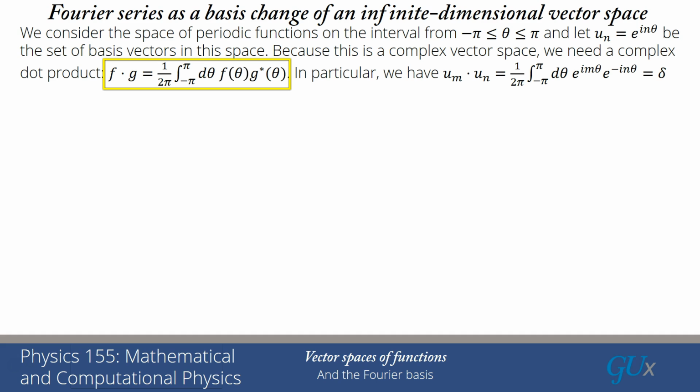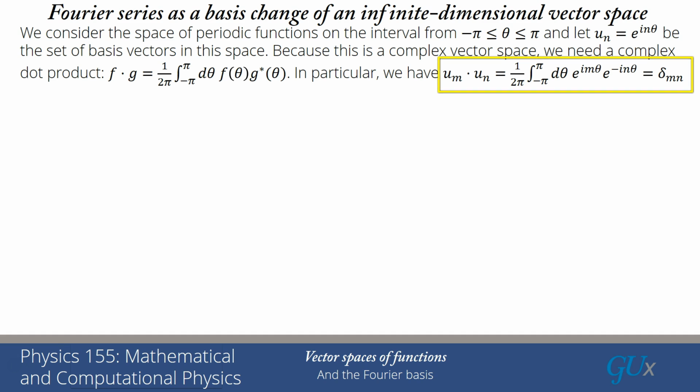The dot product of f with g is 1 over 2 pi, the integral from minus pi to pi d theta, f of theta g star of theta, where the star denotes complex conjugation. That means I changed the sign of every term that is multiplied by an i in the function g of theta.